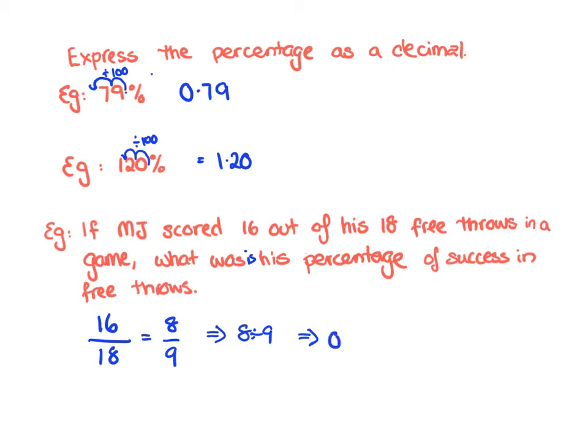So that equaled 0.88 recurring, so I might say 0.889, I'll round up. So now you've got that as a decimal. If we want to make it a percentage, we will just then times by 100. So if he got 16 out of his 18 free throws in, that means he got 88.9% accuracy for that game.